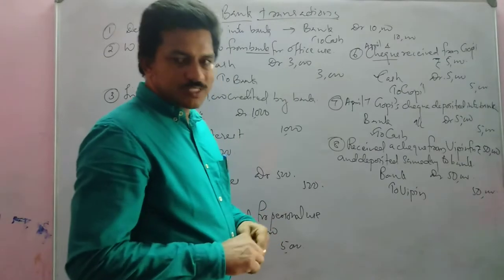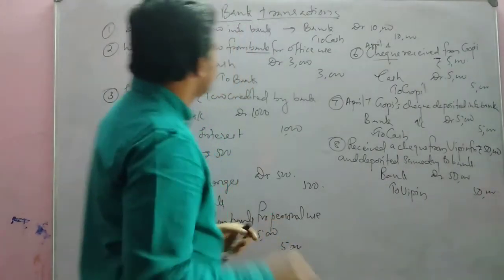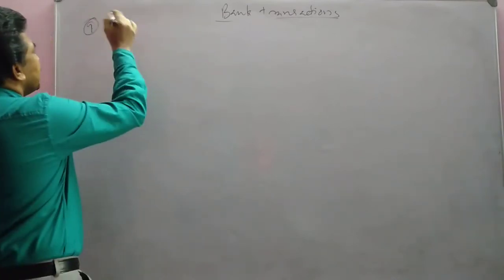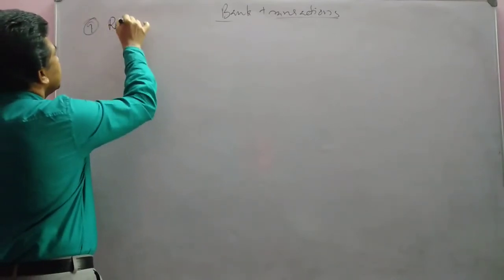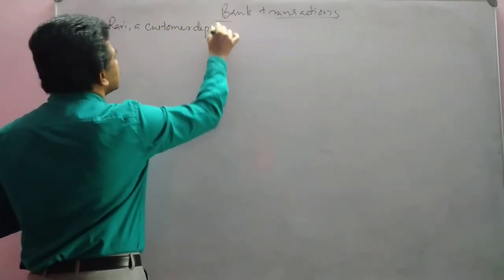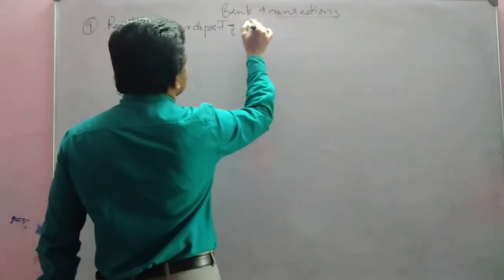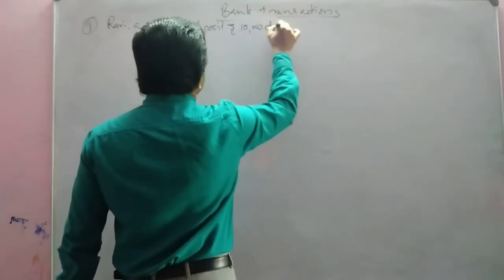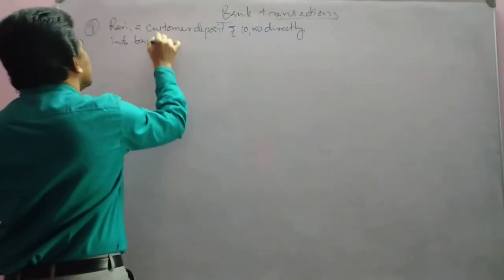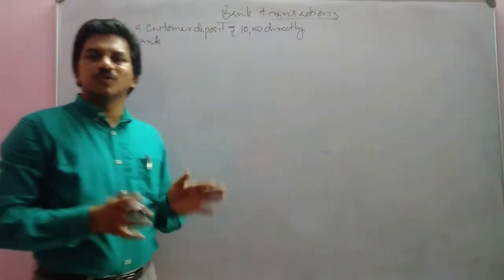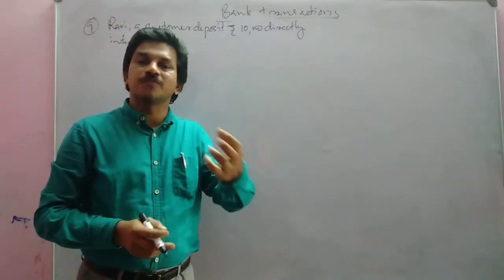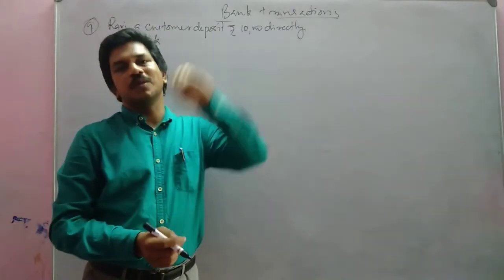Okay. Now let us discuss another example. Transaction: Ravi, a customer, deposited rupees 10,000 directly into bank. That means Ravi, who is our customer, had to pay us. Instead of paying directly to us, he directly deposited that money into our bank account.